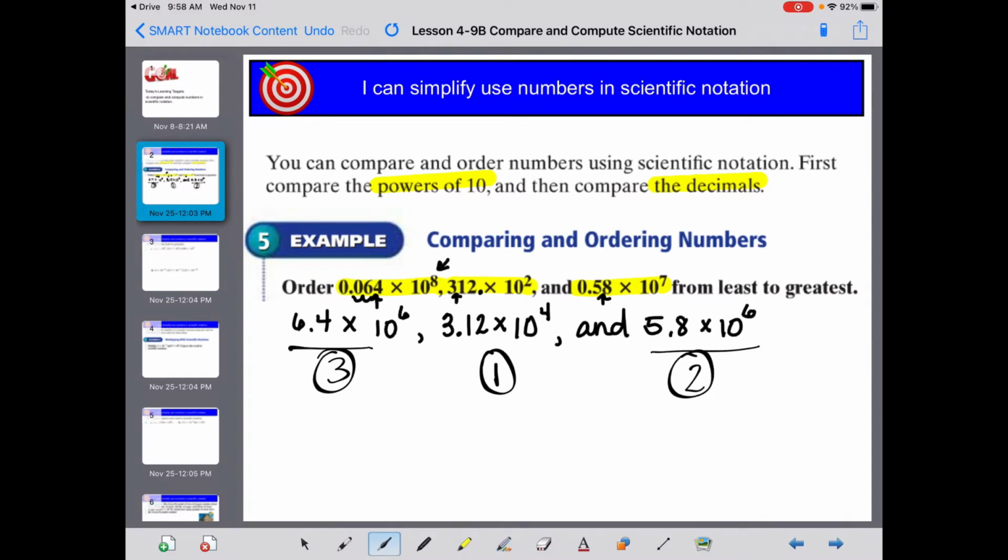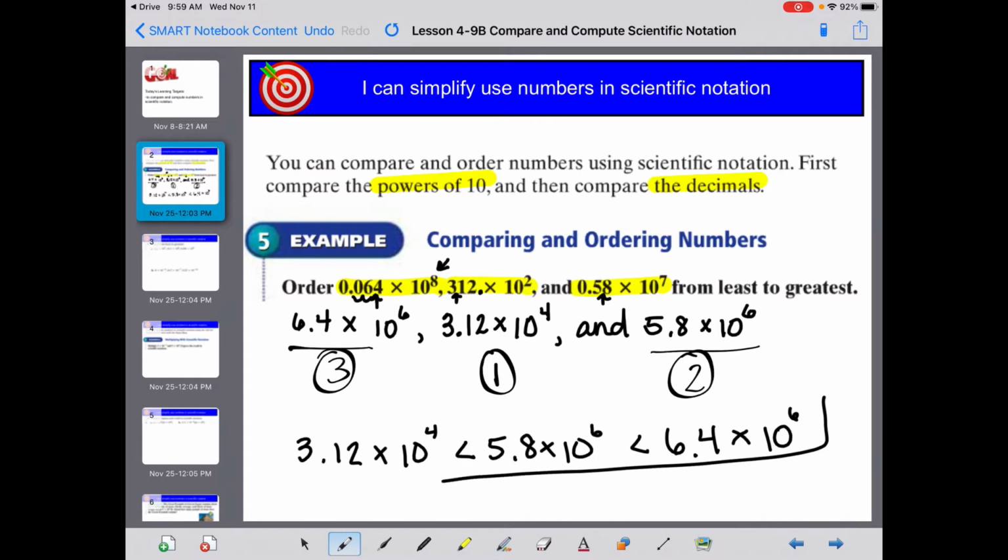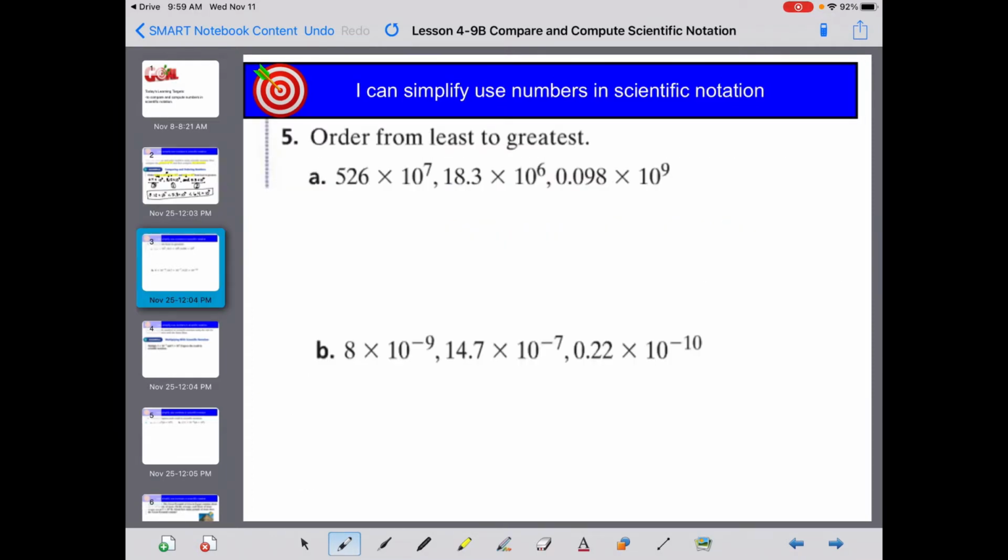So comparing these numbers, I would write 3 and 12 tenths times 10 to the 4th is less than 5 and 8 tenths times 10 to the 6th, which is less than 6 and 4 tenths times 10 to the 6th. There we go. All right, try these 2. Compare and order from least to greatest. Make sure you put in proper scientific notation first.